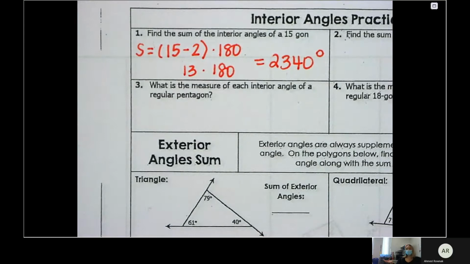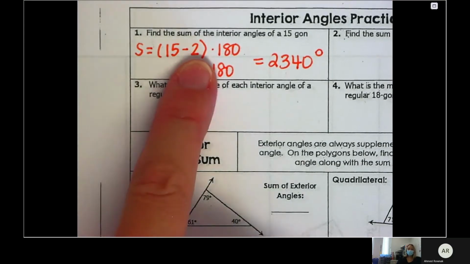That was the whole thing. Easy, right? So I take the number of sides, I subtract 2, and then I multiply times 180.